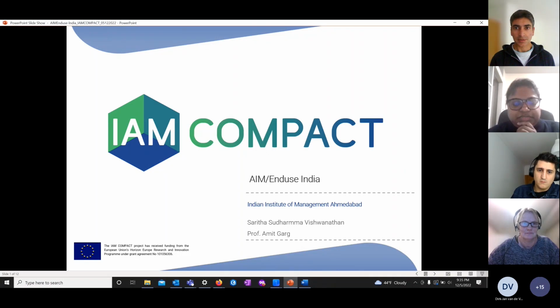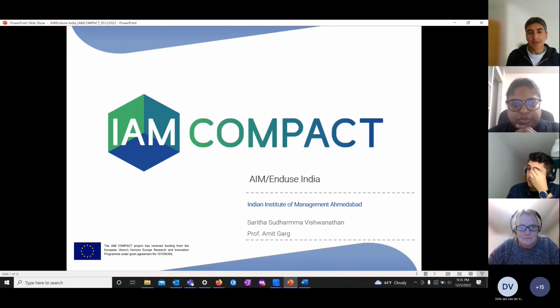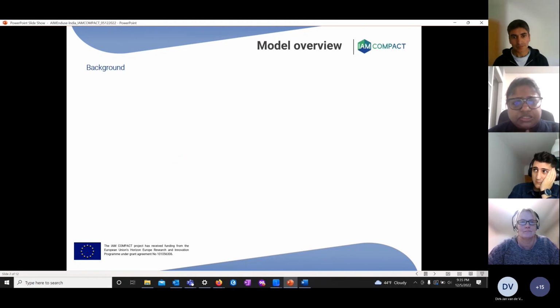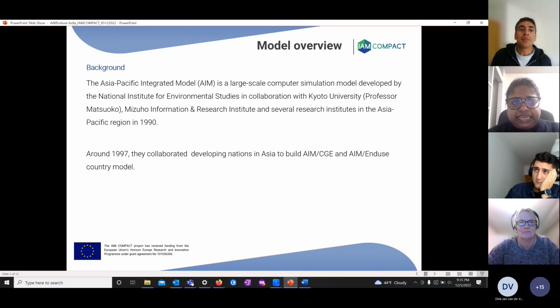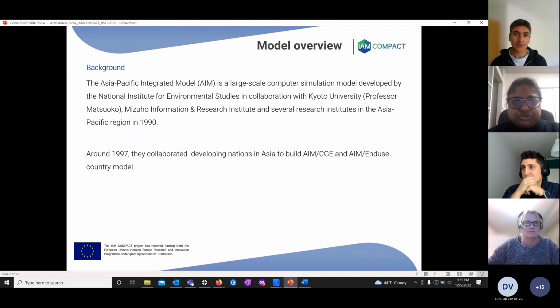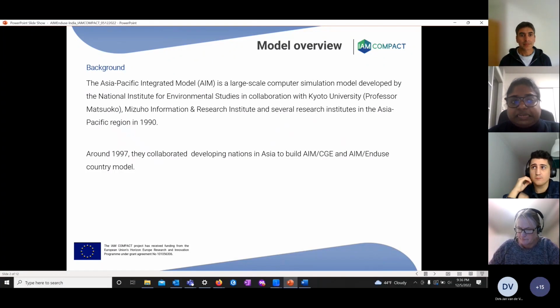So what I'll do is provide a brief introduction on the AIM Enduse model that we have been working on for the past 5, 6 years, developing and working on. Just to give a background, AIM stands for the Asia Pacific Integrated Model, which is a large scale computer simulation model which was developed by the National Institute for Environmental Studies here in Tsukuba, Japan, in collaboration with the Kyoto University and Mizuho Information and Research Institute in the early 1990s.